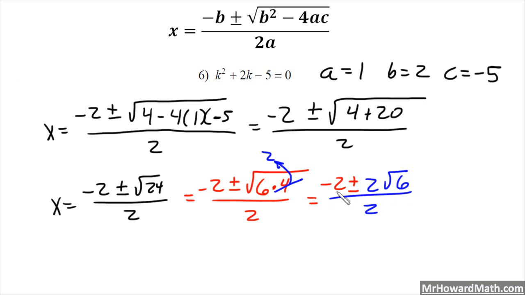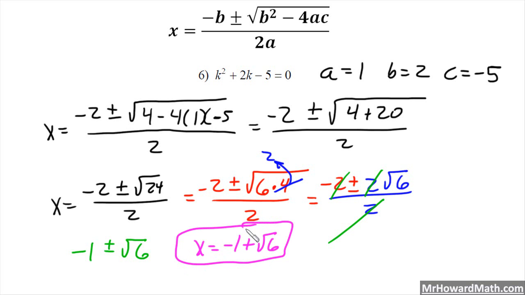We can factor out a 2 from everything, so that becomes a negative 1. This 2 goes, that 2 goes. So negative 1 plus or minus square root of 6. So our two solutions are x equals negative 1 plus square root of 6. That's one of them. The other one, x equals negative 1 subtract square root of 6. So two solutions: negative 1 plus square root of 6, negative 1 subtract square root of 6.